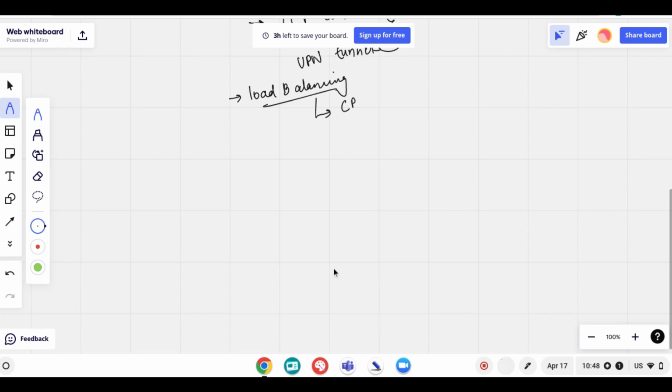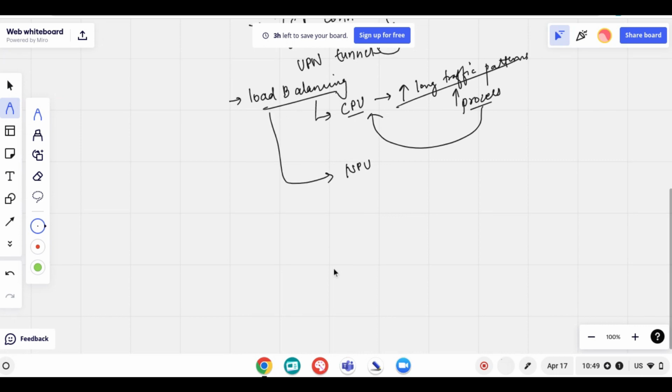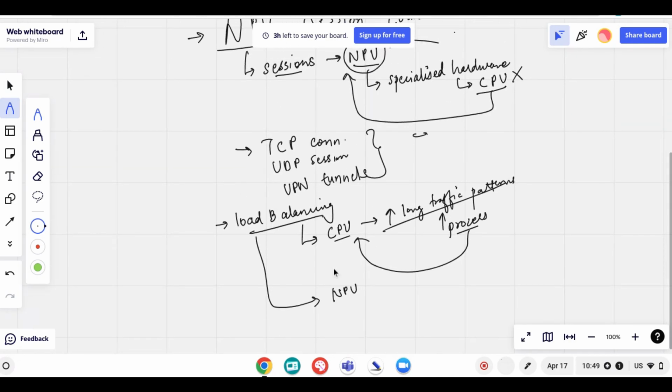Before, all the tasks went to the CPU, and if there is a long traffic pattern which takes time for the firewall to process, that can only be handled by the CPU. But when the NPU comes in, it helps in load balancing, so the performance of the firewall will remain adaptive. Okay, the tasks that are handled by the NPU, I want to add more, which is packet filtering.